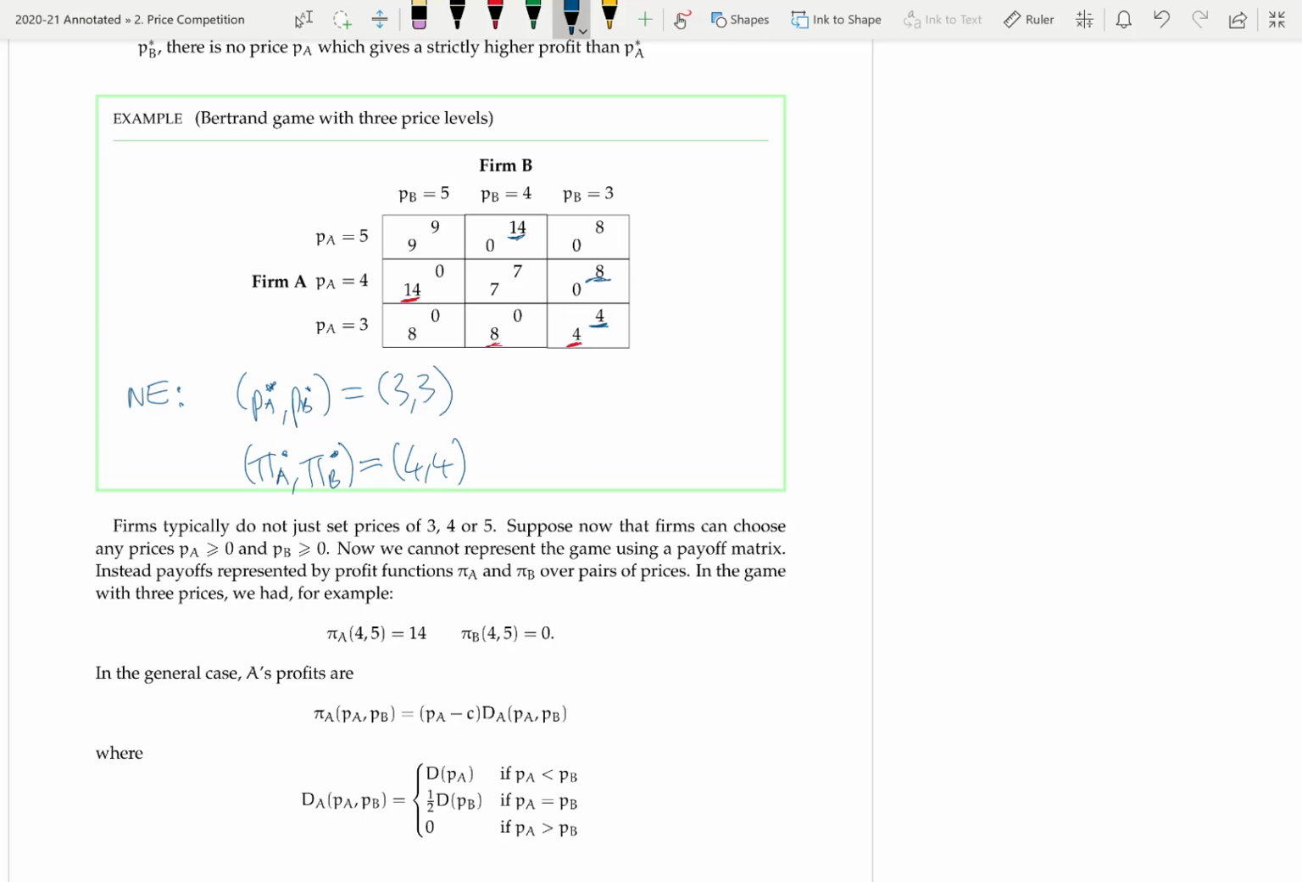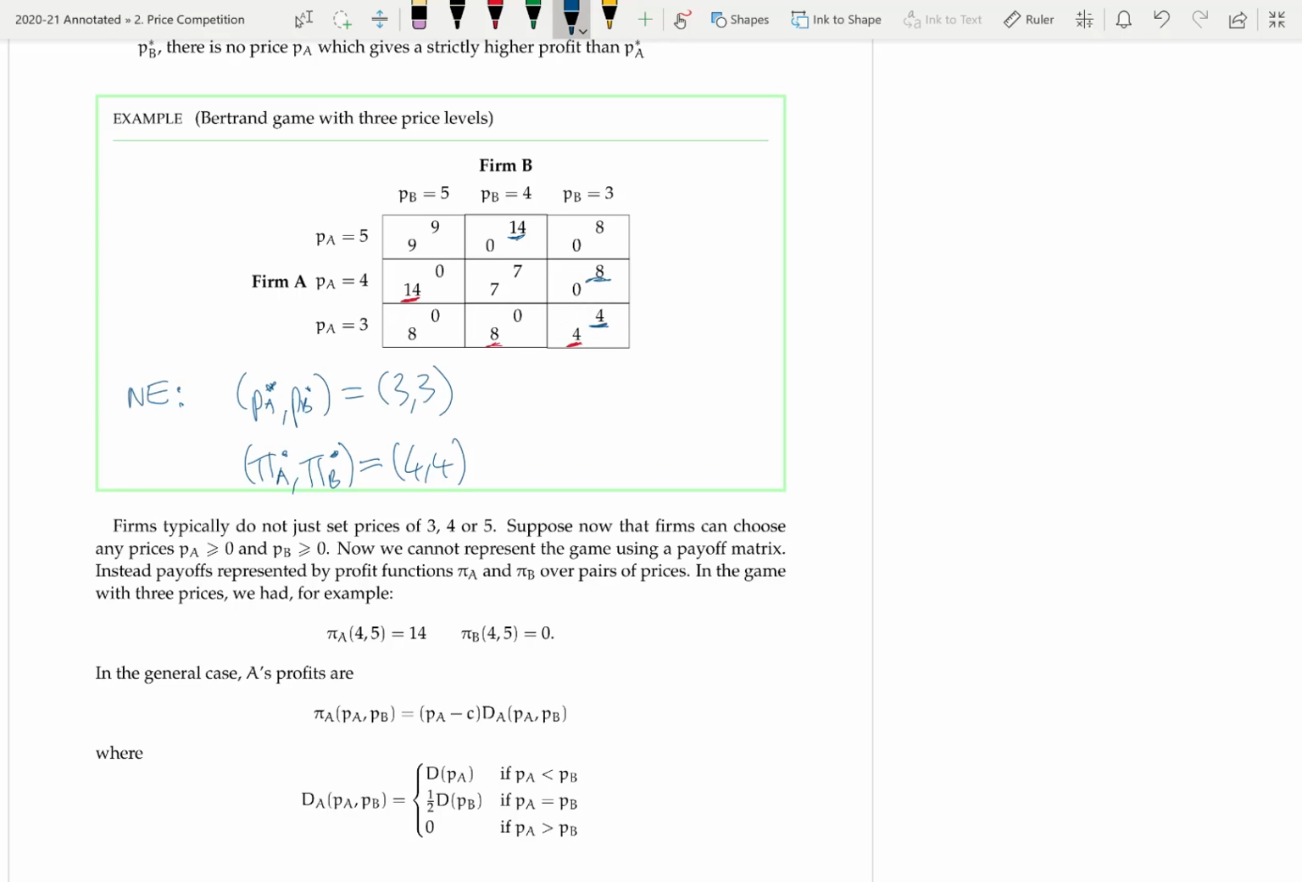So if you're asked for the Nash equilibrium, you should give the strategies. If you're asked for the Nash equilibrium payoffs, you should also give the payoffs. Another way to see that this is the Nash equilibrium is to check there's no incentive for either firm to deviate unilaterally. So let's think about this combination of prices.